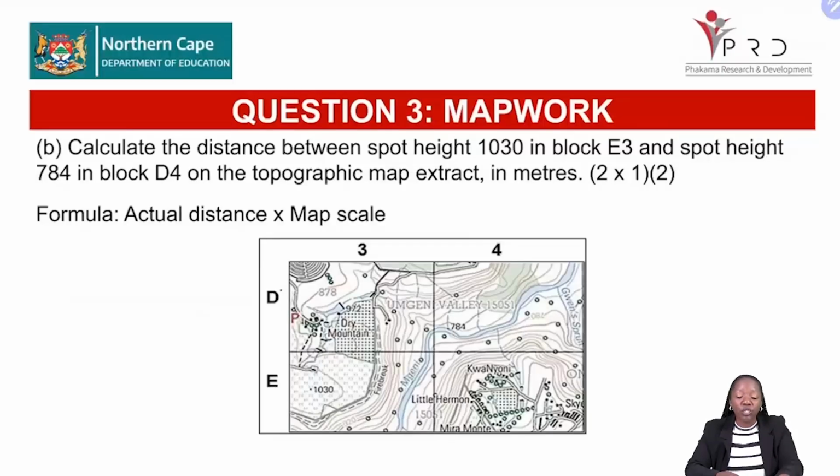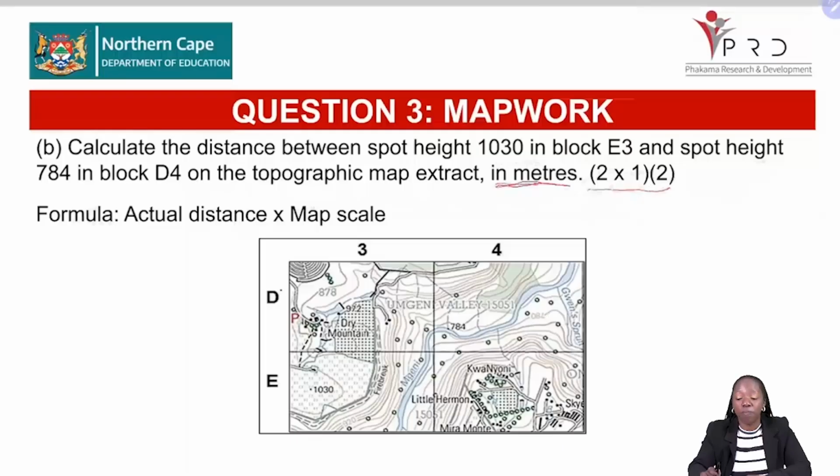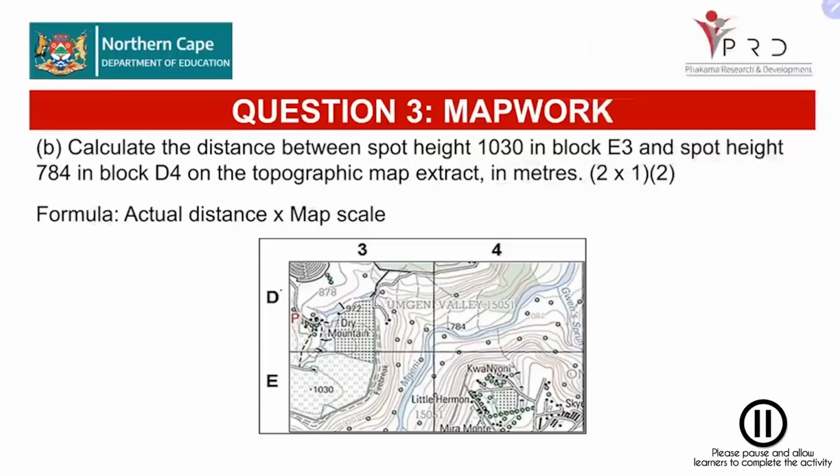In our next question, you calculate the distance between the spot height 1030 in block E3 and spot height 784 in block D4 on the topographic map extract in meters. Then you are given a mark allocation of 2 times 1, which means you need to do 2 things that will give you 1 mark each. So I'm going to give you 2 minutes, and then after 2 minutes, we proceed to the solution.